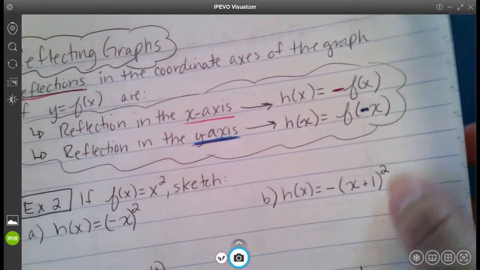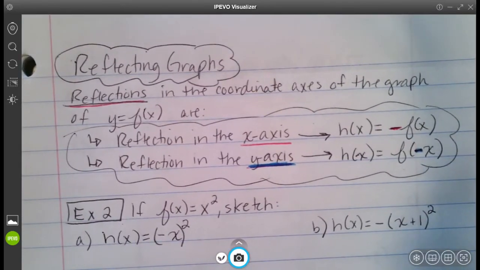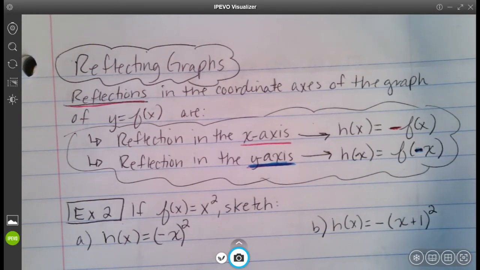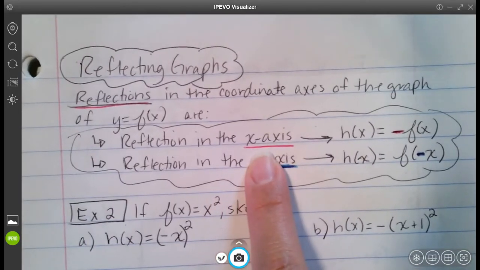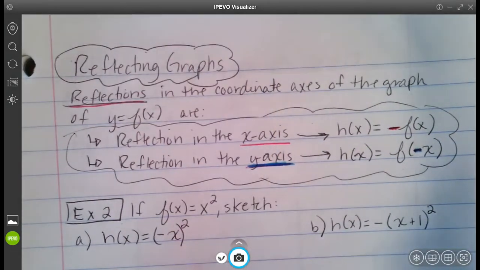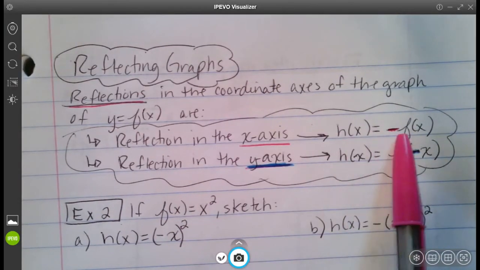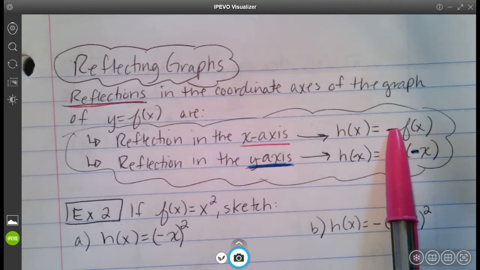More stuff to copy, and I really do hope this is mostly review for you all. So here we have reflecting graphs, and what we're going to do is we're going to flip the graph either over the x-axis or the y-axis. So this is what they're defined by. Reflection on the x-axis, okay, so you're thinking a flip this way, is going to be h of x is equal to negative f of x. So what you do is you flip the y values, okay.